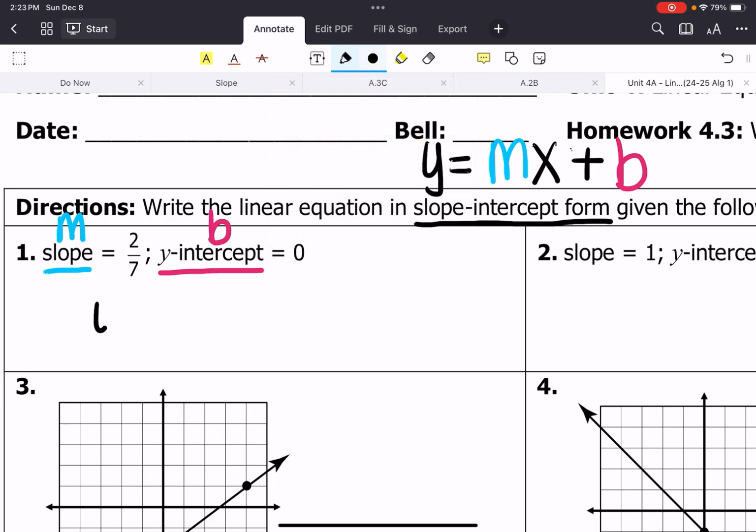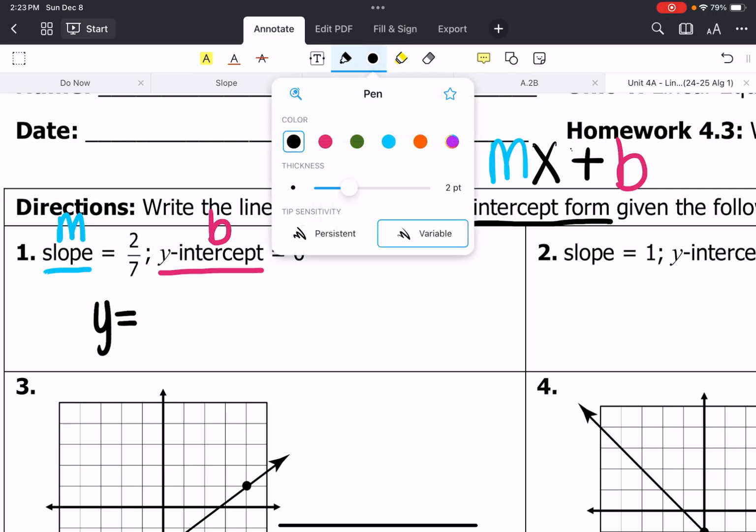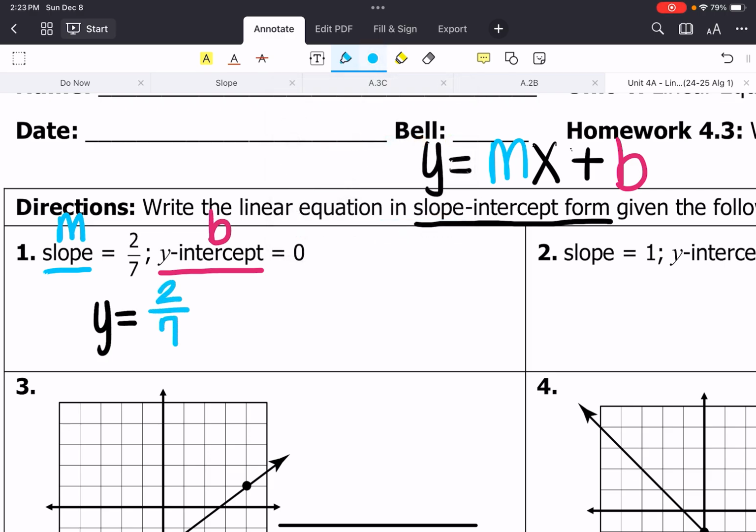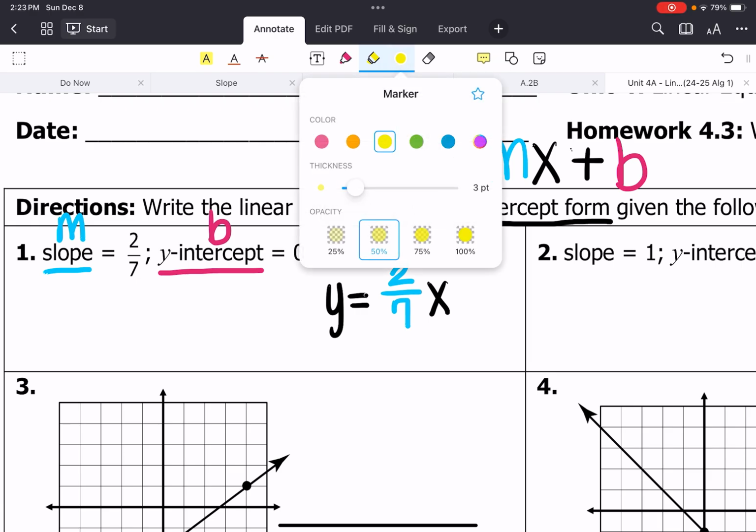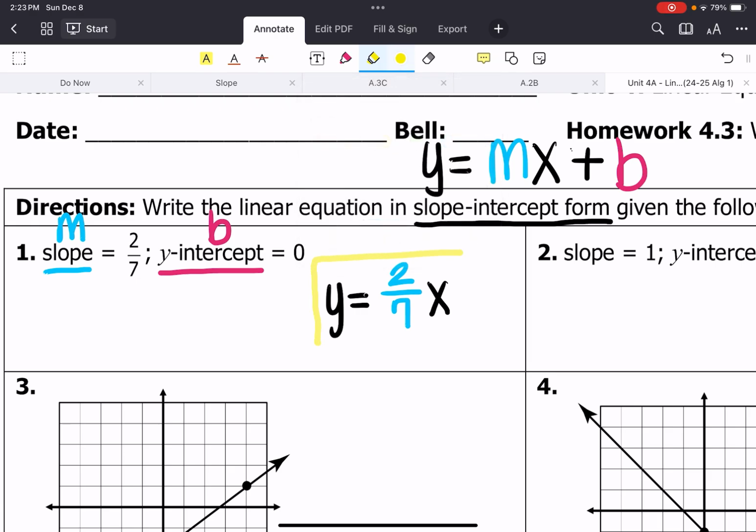So for number 1, all you have to do is replace m with 2/7. Therefore, instead of m times x, you have 2/7 times x. And then you're replacing b with 0. Now, to fully simplify it though, you really don't need the plus 0 there because it's not going to change the value. Therefore, for number 1, your equation would just be y equals 2/7 times x.